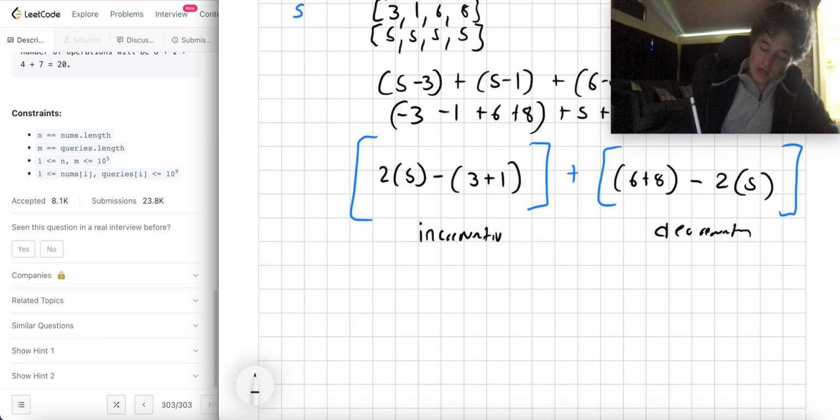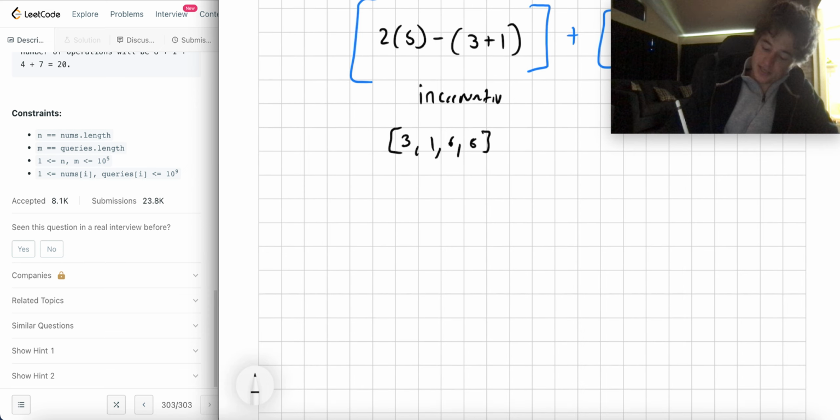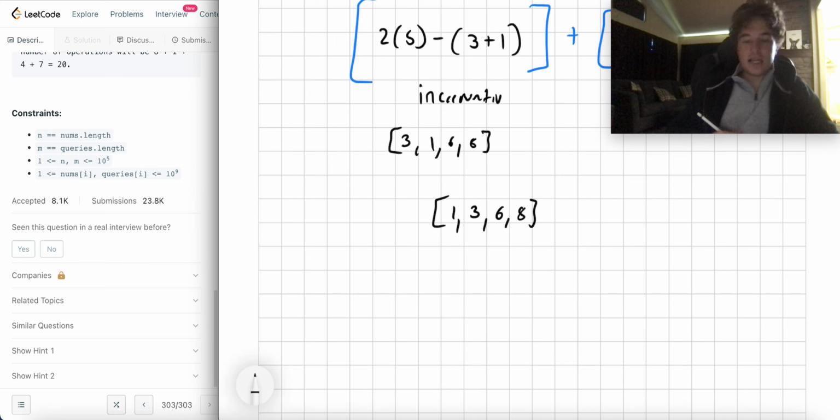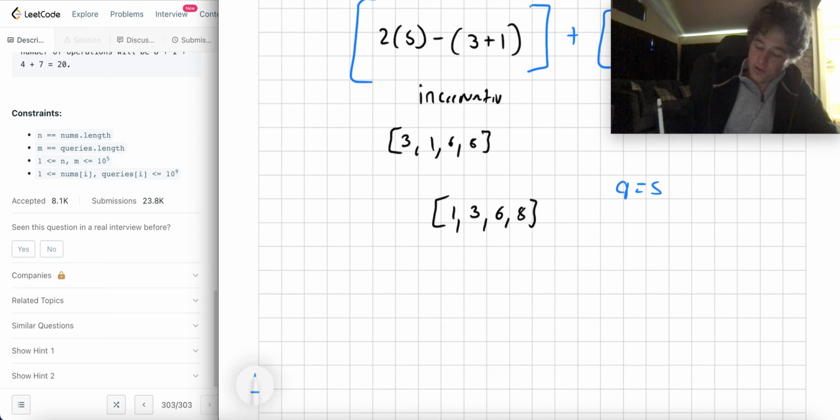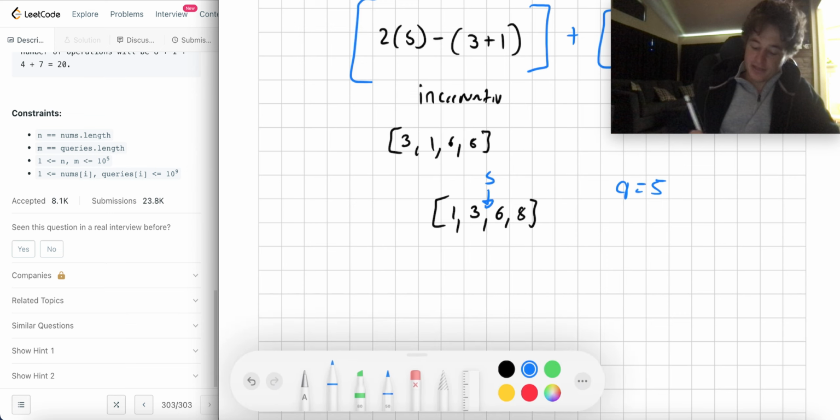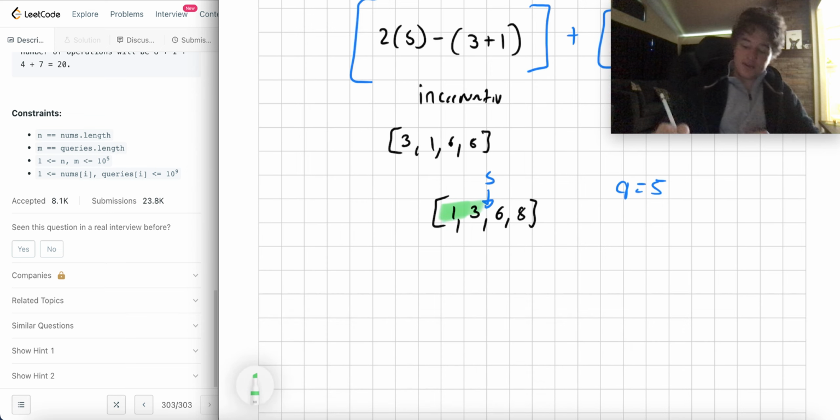So if we had 3, 1, 6, and 8, maybe the first thing we should do is take 3, 1, 6, and 8, and sort it. So we have 1, 3, 6, and 8. And then when we're dealing with 5, when we have our query value of 5, we can say, well, where would 5 go in this array? Well, 5 would go here, right? So that means that everything to the left of 5 is going to get incremented, and everything to the right of 5 is going to get decremented, right?